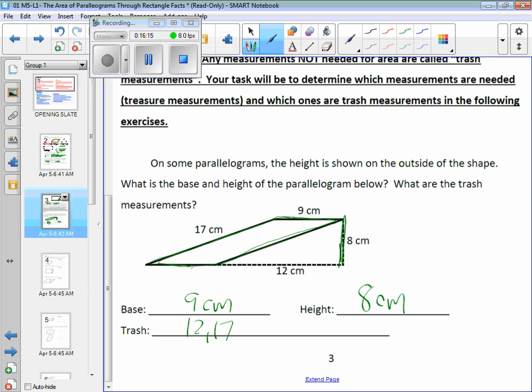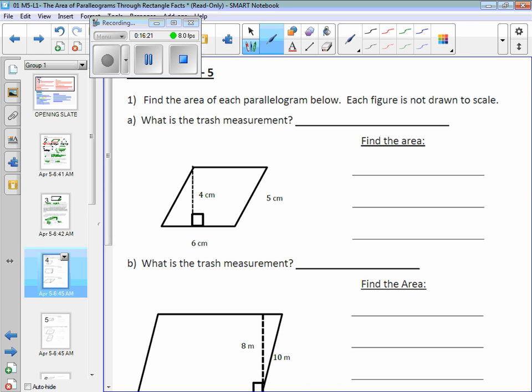Let's just do one of these exercises with bell rings. How about this guy? Let's do the trash number first. Which one do you not need? Jake. Say it again? Right. 5 centimeters. If it helps you, the side that's at an angle is always our trash measurement for area. We don't need it. And luckily, we only have 2 left, and we do need those.